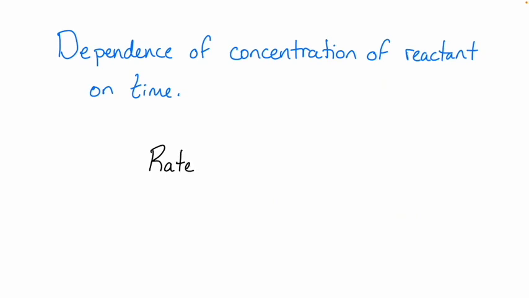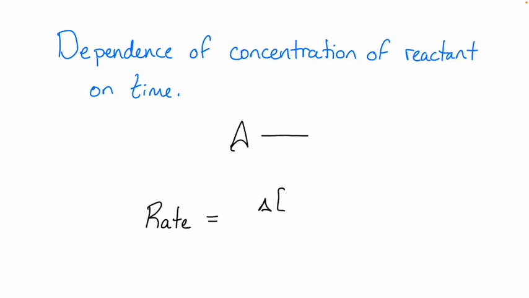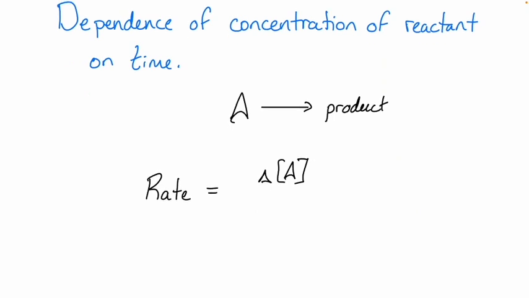All right, so remember the rate of a reaction is the change in the concentration. So let's look again at a simple reaction here. A going to product. The concentration of A over the change in time. So the change in concentration over the change in time, that's what a rate is, right? The slope of those curves that we were looking at.